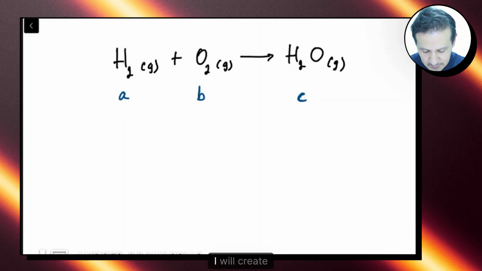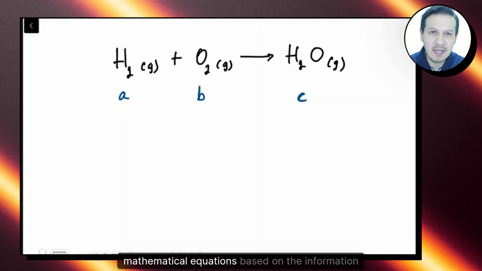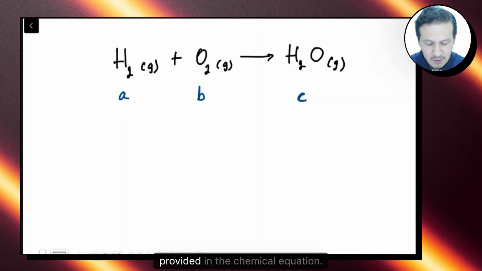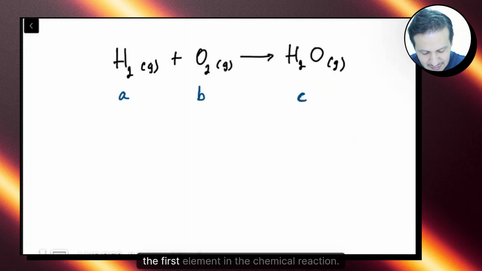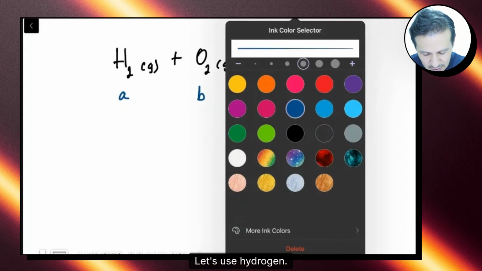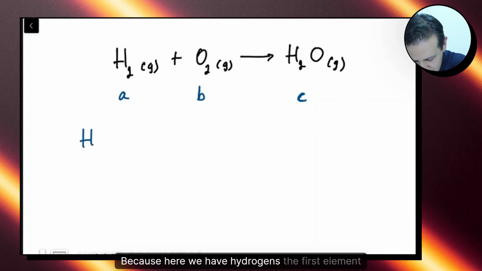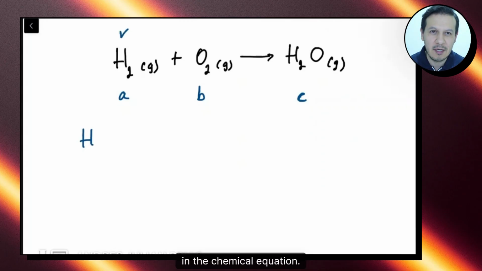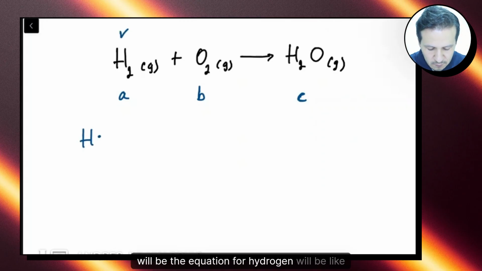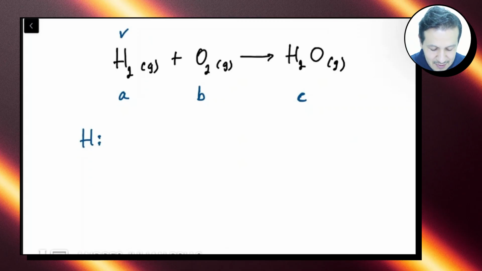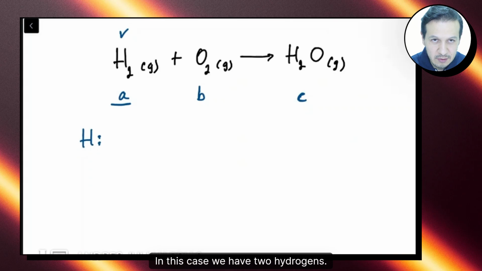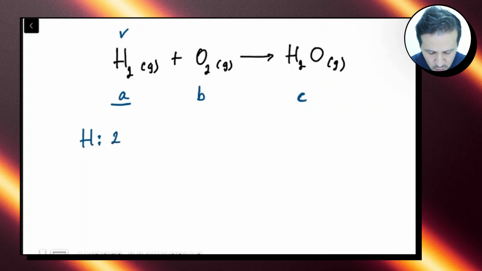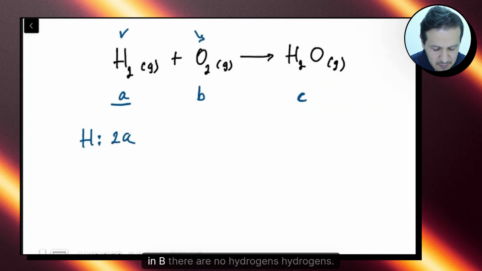Second step, I will create mathematical equations based on the information provided in the chemical equation. First, I need to start with the first element in the chemical reaction. Let's use hydrogen, because here we have hydrogen as the first element. The equation for hydrogen will be like this. In A, we count the number of hydrogens that we have. In this case, we have two hydrogens, that's why it will be 2A. Now, B, there are no hydrogens, so I don't need to put any value for B.